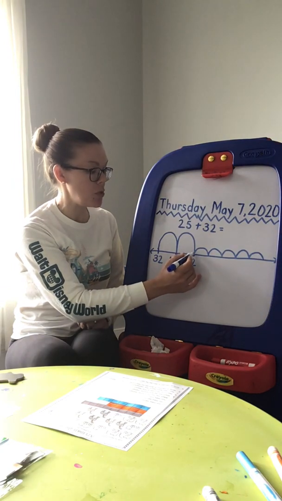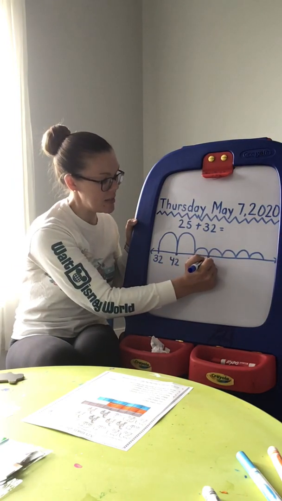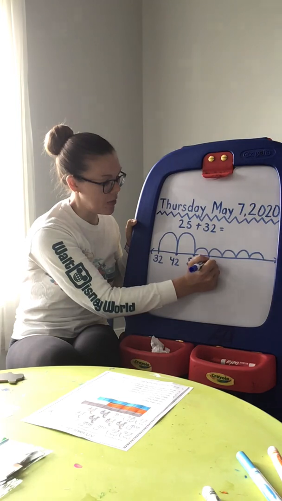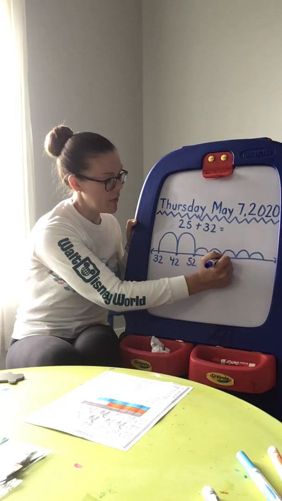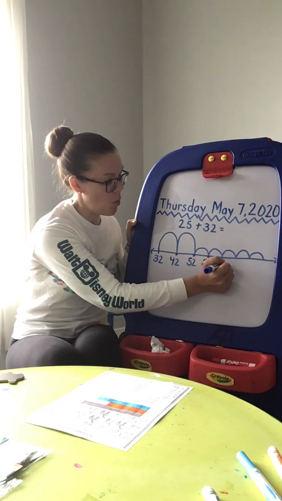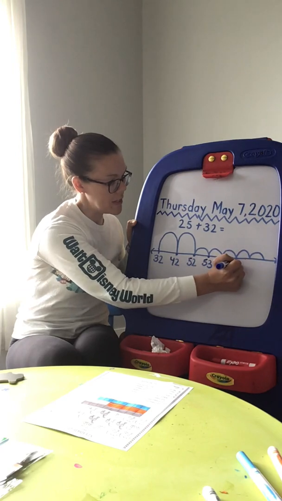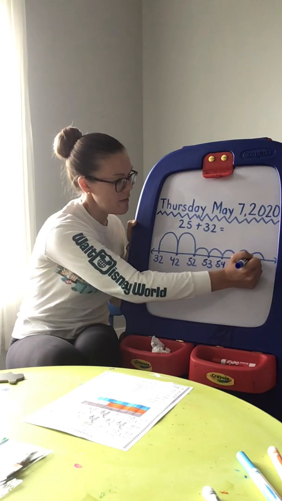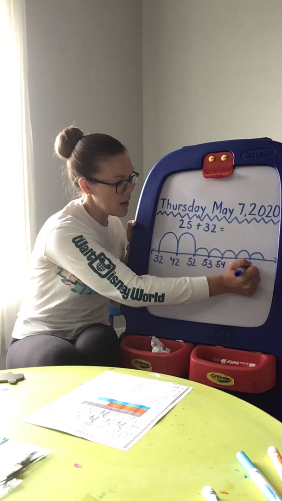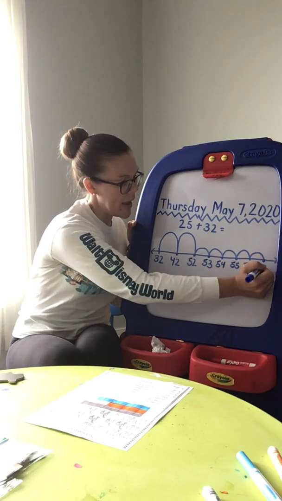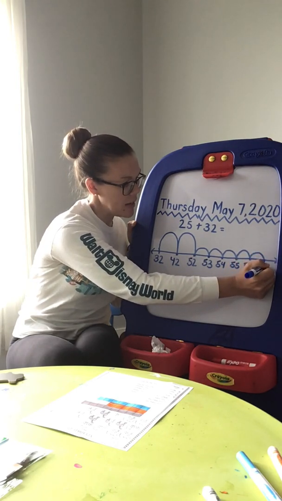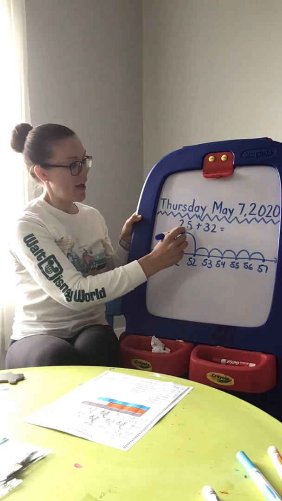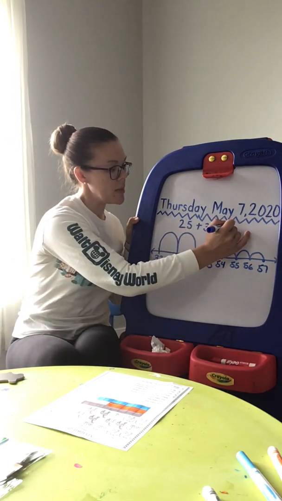So 52 plus 1 is 53, 54, 55, 56, and I end at 57. 25 plus 32 equals 57.